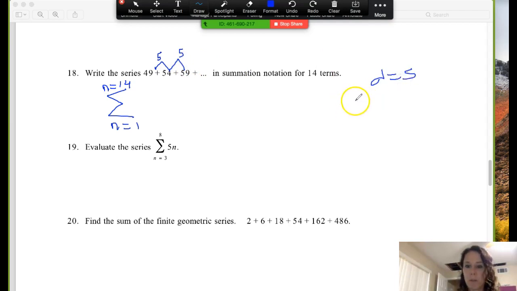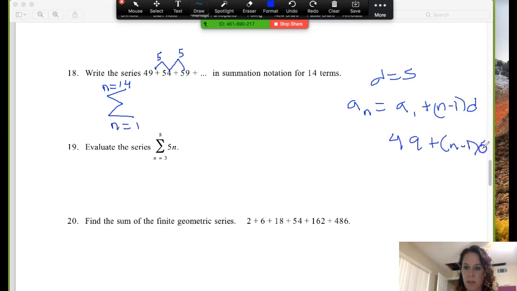Now remember, my explicit formula for any number of terms is my first term plus n minus 1 times that common difference of 5. So I'm going to plug in 5 for my common difference and 49 for my first term: 49 plus n minus 1 times 5. That is my explicit formula. Now simplify this before you put it here. You could go ahead and put this here, but simplify it.